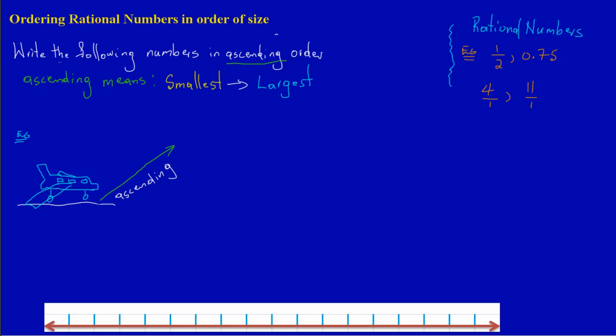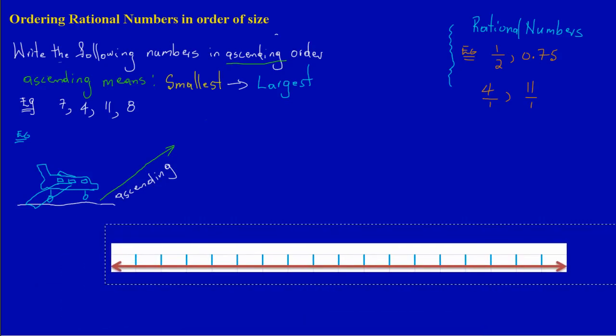As we had stated here, write the following numbers in ascending order of size. Let's say we were given, for example, the numbers 7, 4, 11 and 8, and we're asked to write these numbers in ascending order of size. Well, here we have our number line. We could quickly look at that.